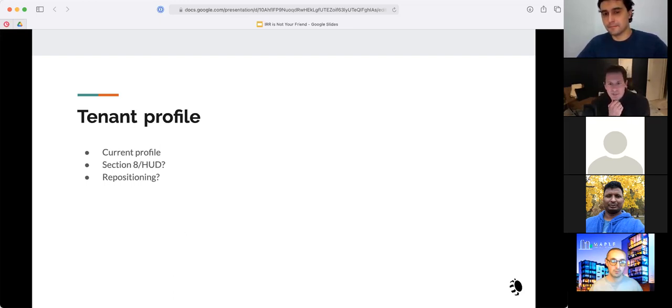So the return stack is basically how you, as the investor, are paid. Things like return preferences and hurdles all affect how soon you get your money.